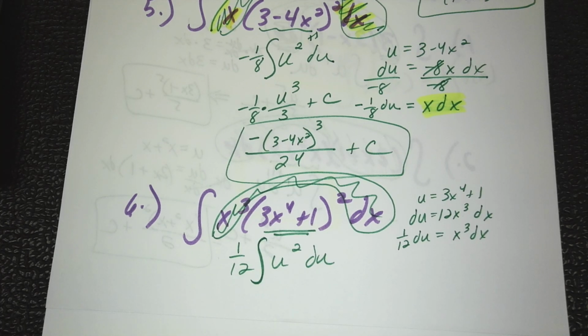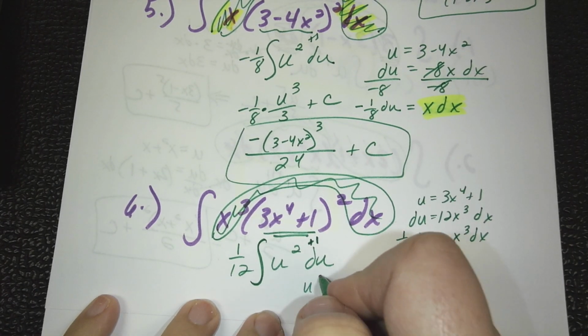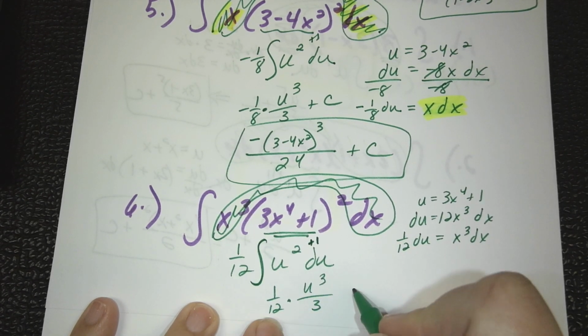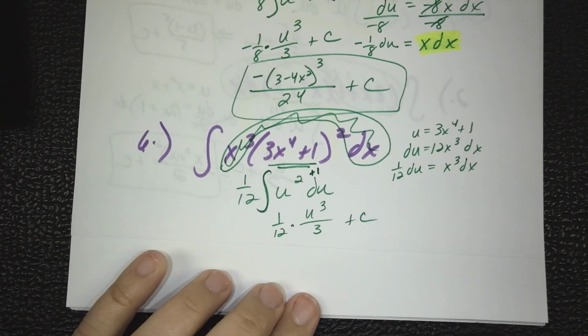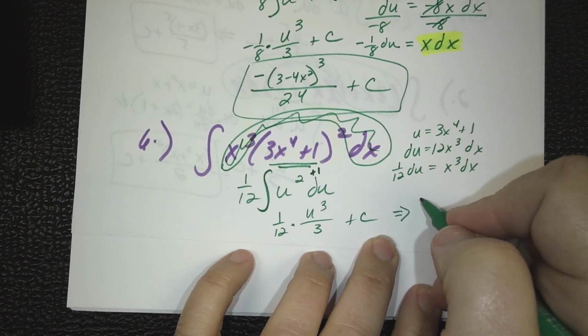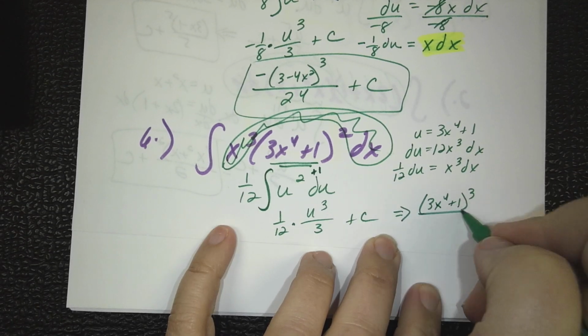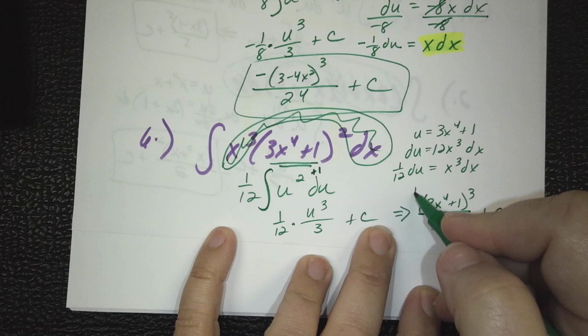Okay, and then what am I going to do? Well, now I can do the power rule. Once you have u's and du's and numbers, it's easy. You could just do the power rule, which is u cubed divided by 3, multiply by the 1/12 on the outside, and then add your c. But then obviously you have to replace it to be what? 4 plus 1 to the third over 36, right? Good job, guys.